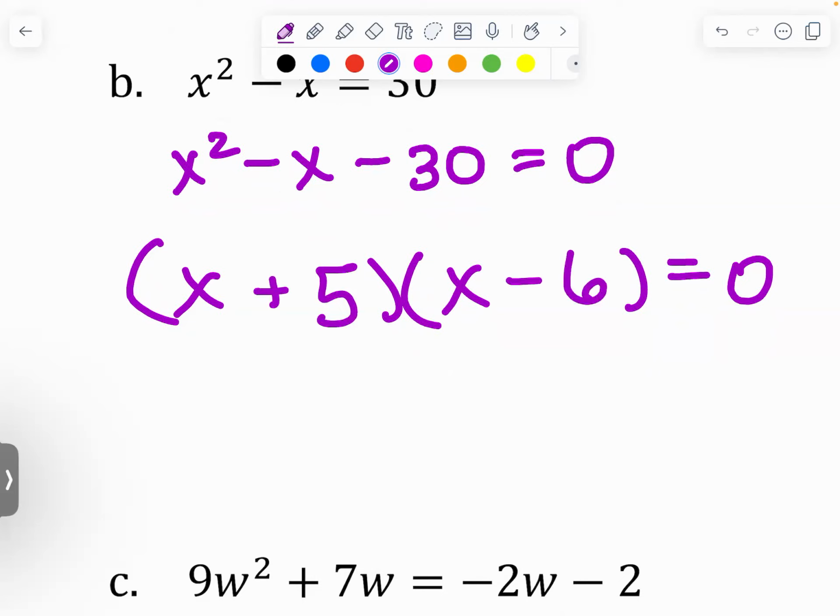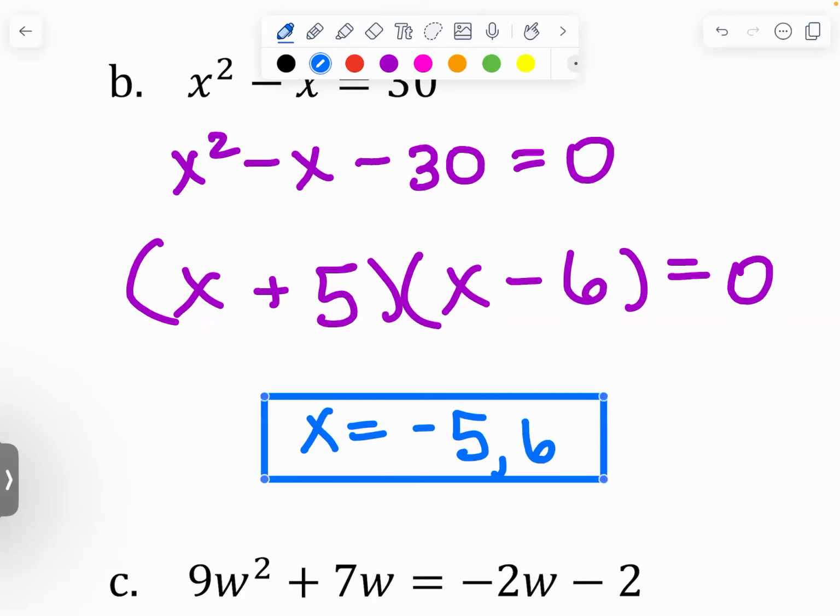So it's x plus 5 times x minus 6. Well, if we have x plus 5 times x minus 6 equals 0, then what does x equal? -5 and 6. Because we say x plus 5 equals 0, and we say x minus 6 equals 0.